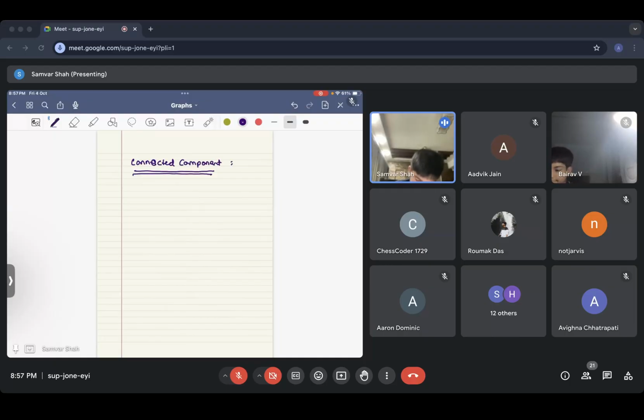So I'm already clarifying this is for an undirected graph, so there's no confusion. Connected components don't exist for directed graphs. You have something called strongly connected components, but that will be an entire lecture of its own. So just for undirected graphs, just by looking at it, can someone tell me what a connected component would be? What does someone think it would be, just from the name?